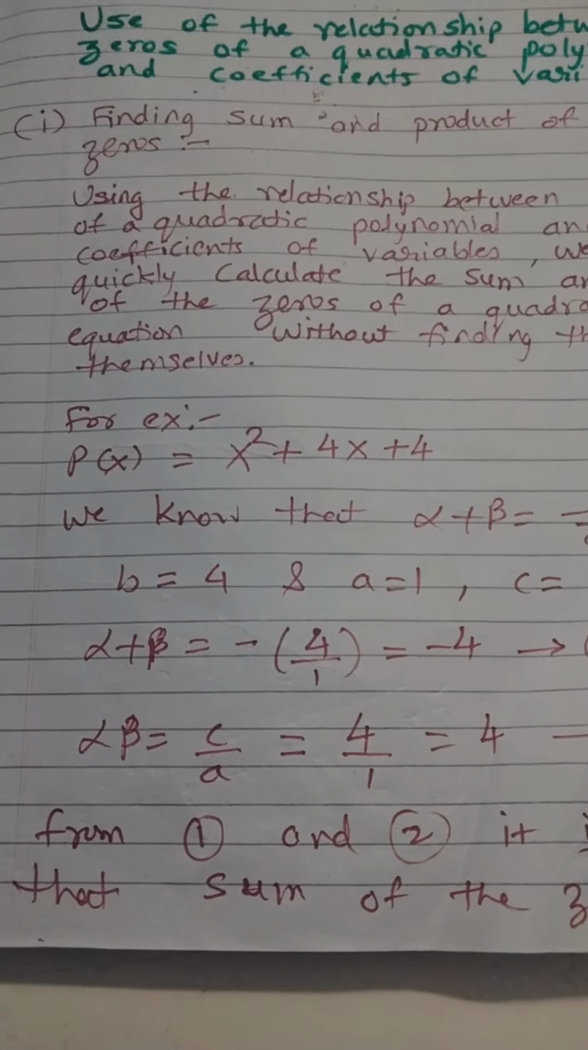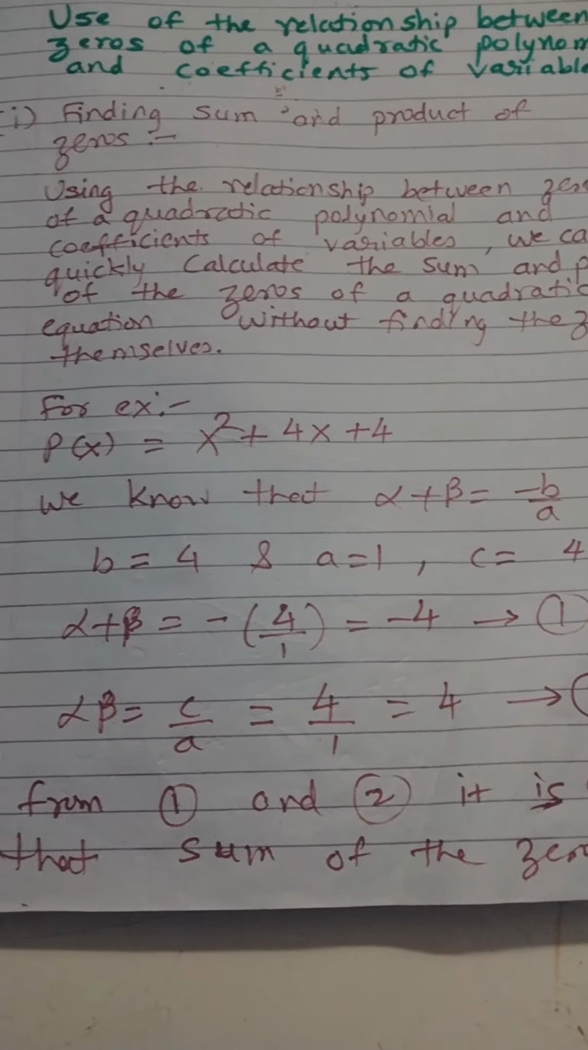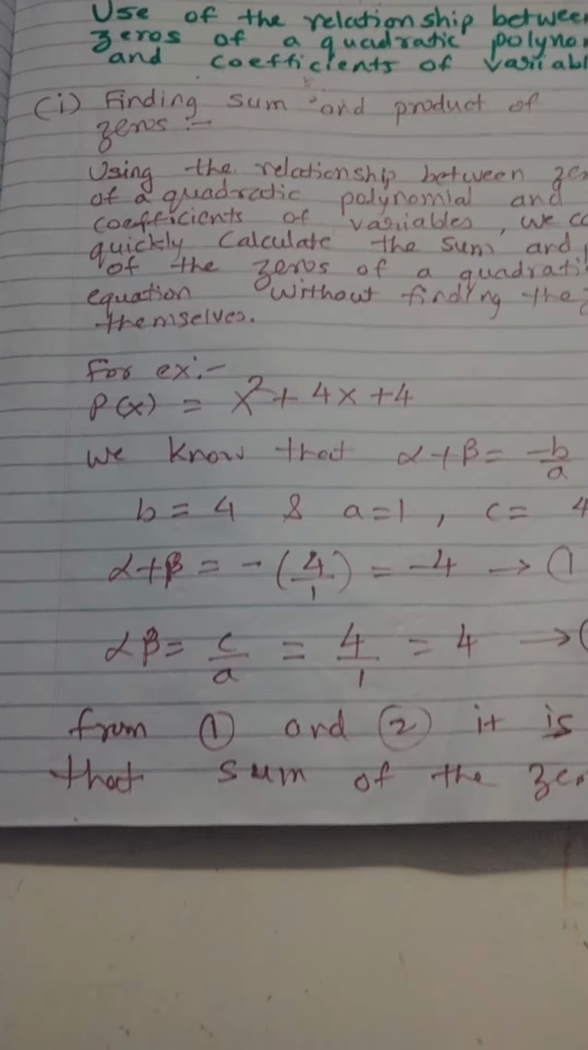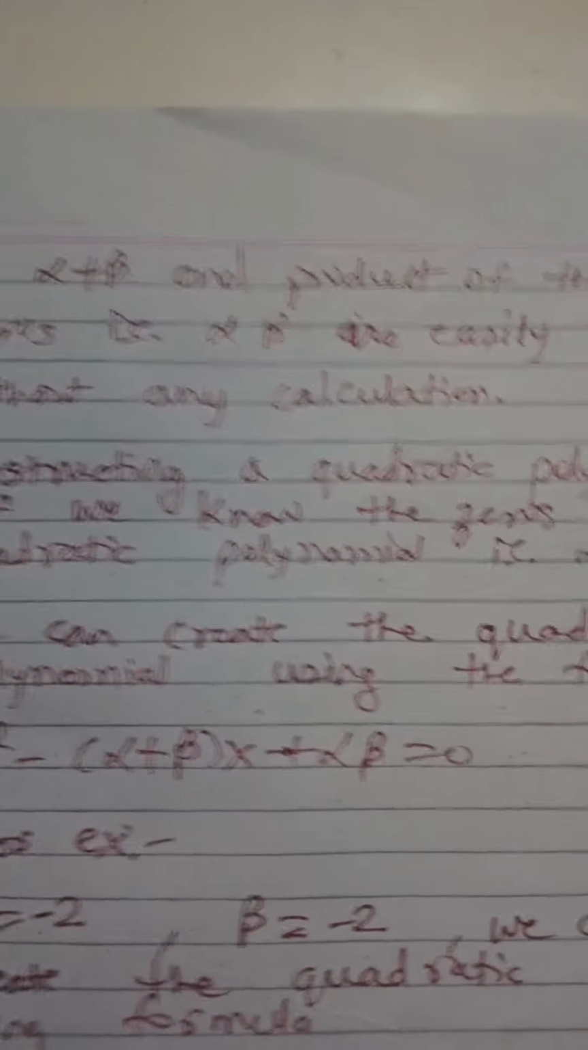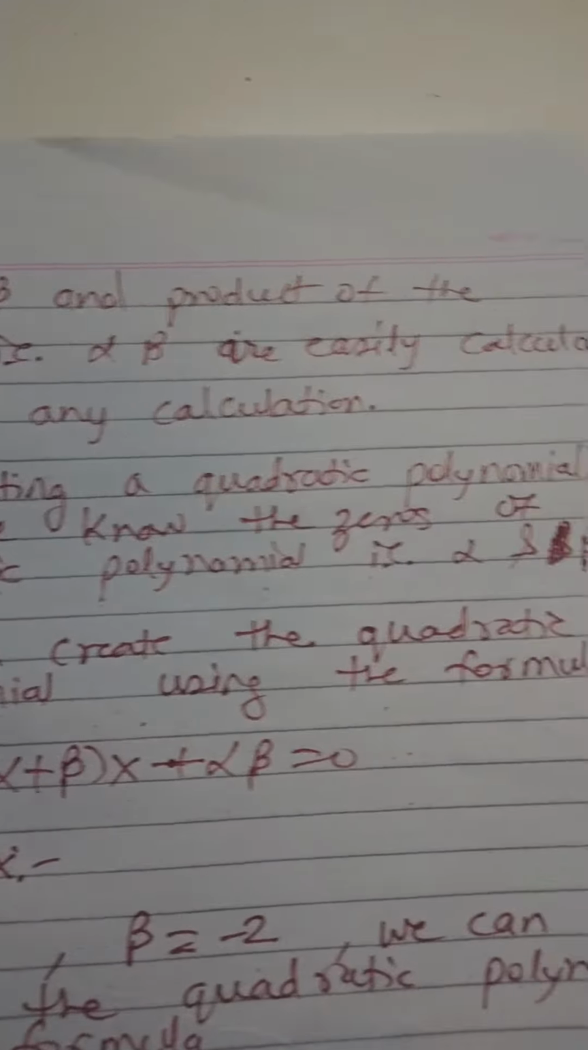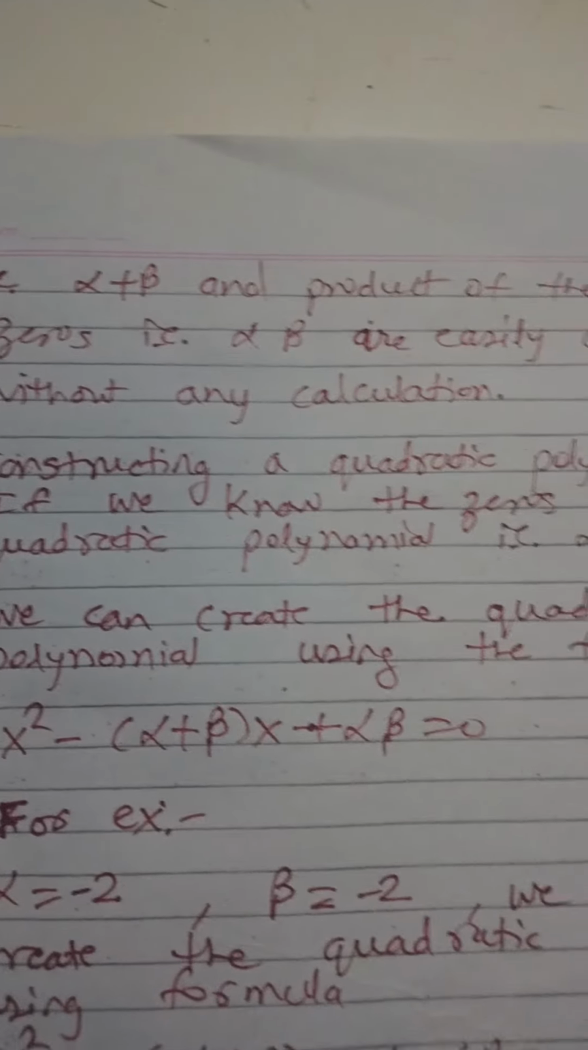Now putting these values, we get alpha plus beta is equal to minus 4 and alpha multiplied by beta is equal to 4. Now from 1 and 2 it is clear that the sum of the zeros, that is alpha plus beta, and the product of the zeros, that is alpha multiplied by beta, are easily calculated without any calculation.